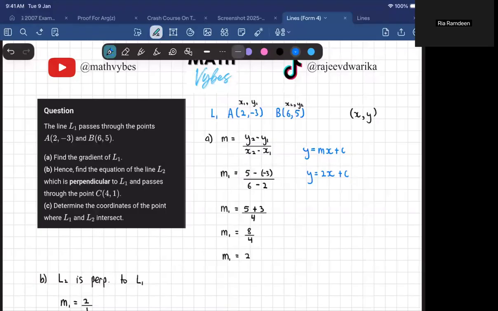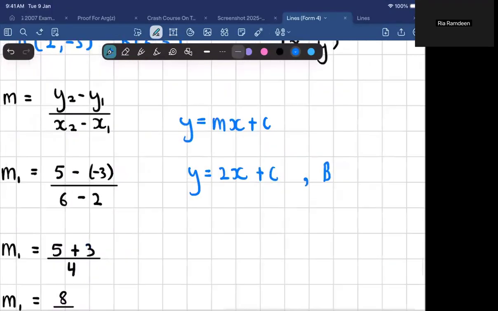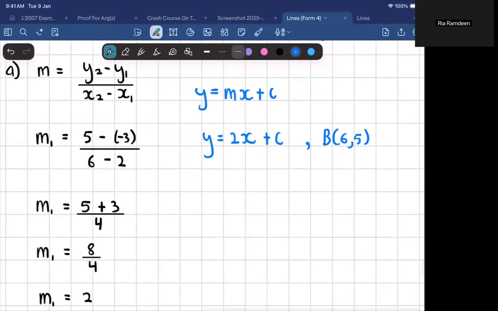B. Because it doesn't have any negative numbers. Right, I would do the same thing. So B is 6, comma 5. So anywhere I see x, I'm going to put 6. Anywhere I see y, I'm going to put 5.